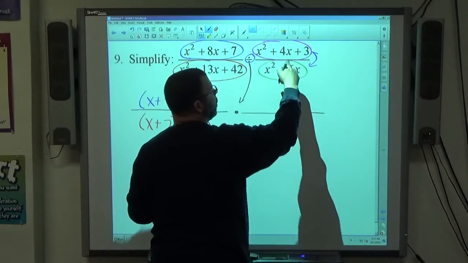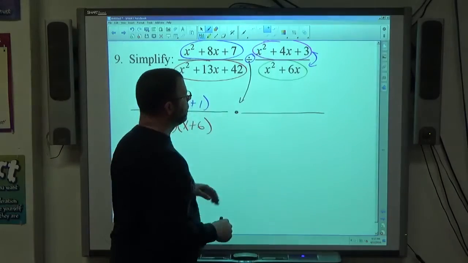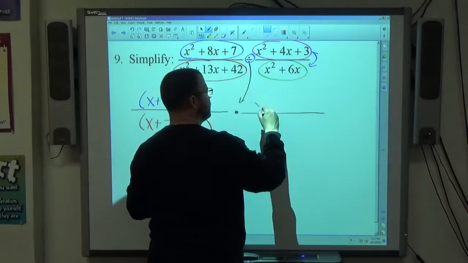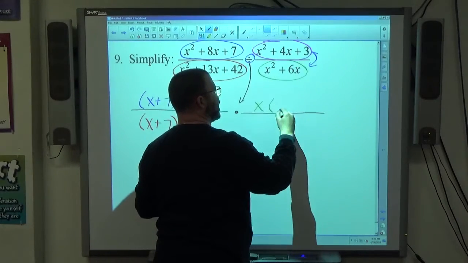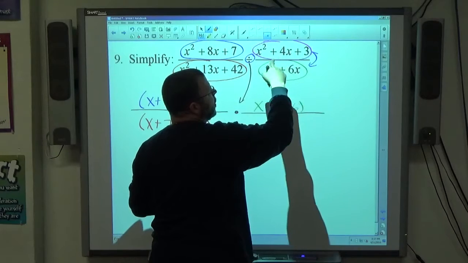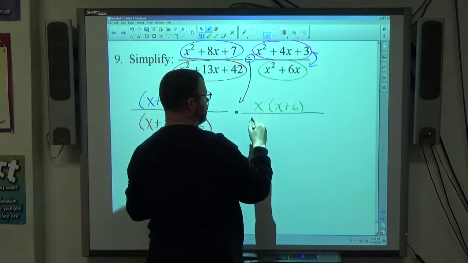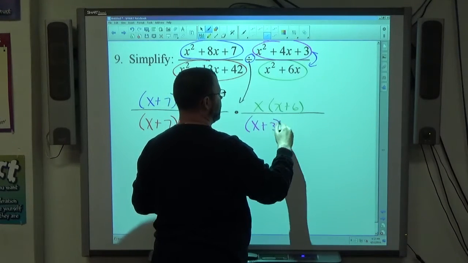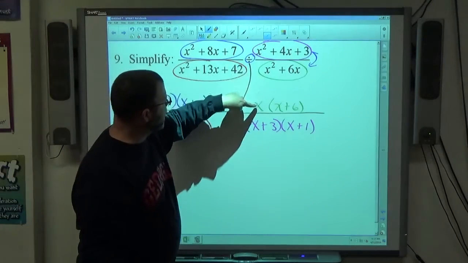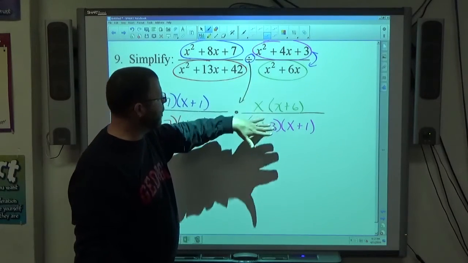Notice it's a multiplication symbol now instead of division. That means that the green goes on top, the purple goes to the bottom. So the one going to the top, common factor is x. If I take x out of these, I get x plus 6 left over. On top, I've got a quadratic trinomial, 3 times 1, 3 plus 1, so x plus 3 times x plus 1. Okay, so the green went to the top, the purple went to the bottom, everything's factored.